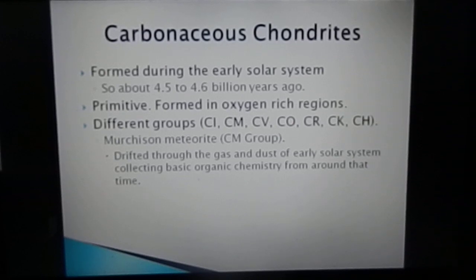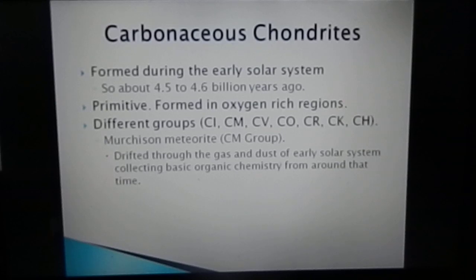They formed in oxygen-rich environments. There's different groups of them. The main one that I'm going to talk about today, or the only one, is the Murchison meteorite. It belongs to the CM group. Now, carbonaceous chondrites are rich in carbon, and one thing about the CM group is that they have a lot of amino acids. They're found with a lot of organic compounds on them.